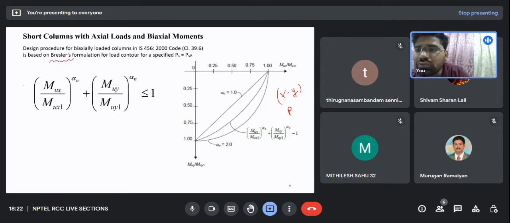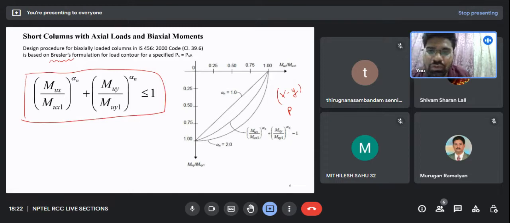Professor Bresler says, if you satisfy this equation for a column which is subjected to a concentrated load and biaxial moments, then the column would be safe. So while designing a column for biaxial moments and a load, you will have to satisfy this. You will have to take care of this equation according to Professor Bresler's formulation. So you can see it here.